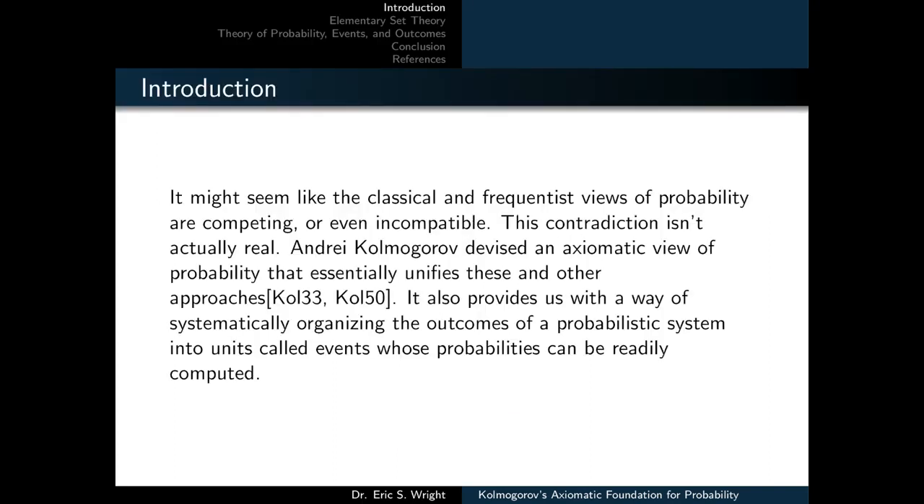It might seem like the classical and frequentist views of probability are competing or are even incompatible. This contradiction isn't actually real. Andrei Kolmogorov devised an axiomatic view of probability that essentially unifies these and other approaches. It also provides us with a way of systematically organizing the outcomes of a probabilistic system into units called events, whose probabilities can be readily computed.